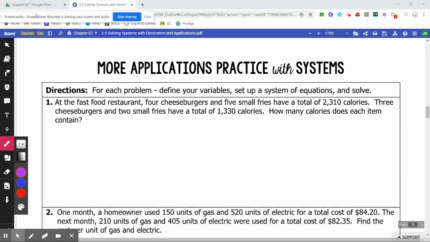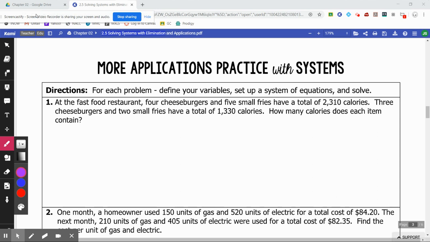In this video, we're not doing anything new. We just got some more application problems with the system. So we're setting up a system, solving the system. We can use graphing. We can use substitution, elimination. Graphing is the worst way of solving, so more than likely we're going to stick to substitution elimination. It says for each problem, define the variable, set up the system, and let's solve.